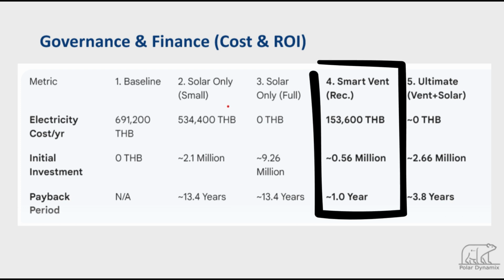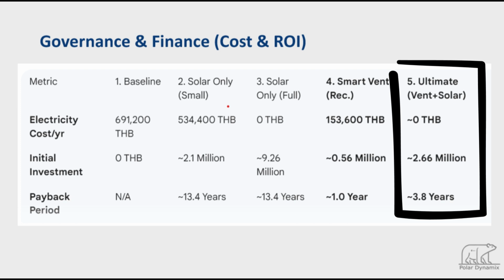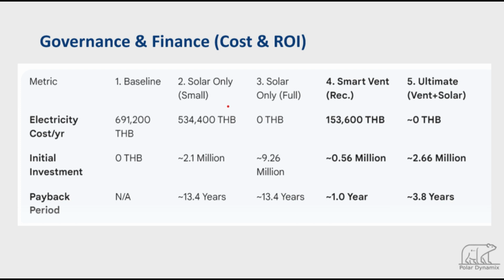long payback period. The smart ventilation option shows a very different financial profile. With a relatively small initial investment, annual electricity costs drop substantially, and the payback period is about 1 year. This makes it the most financially efficient option, with fast returns and low risk. The ultimate option combines smart ventilation with a small solar system. This configuration achieves near zero electricity cost while keeping the investment much lower than a solar-only solution. The payback period is still reasonable at under 4 years.